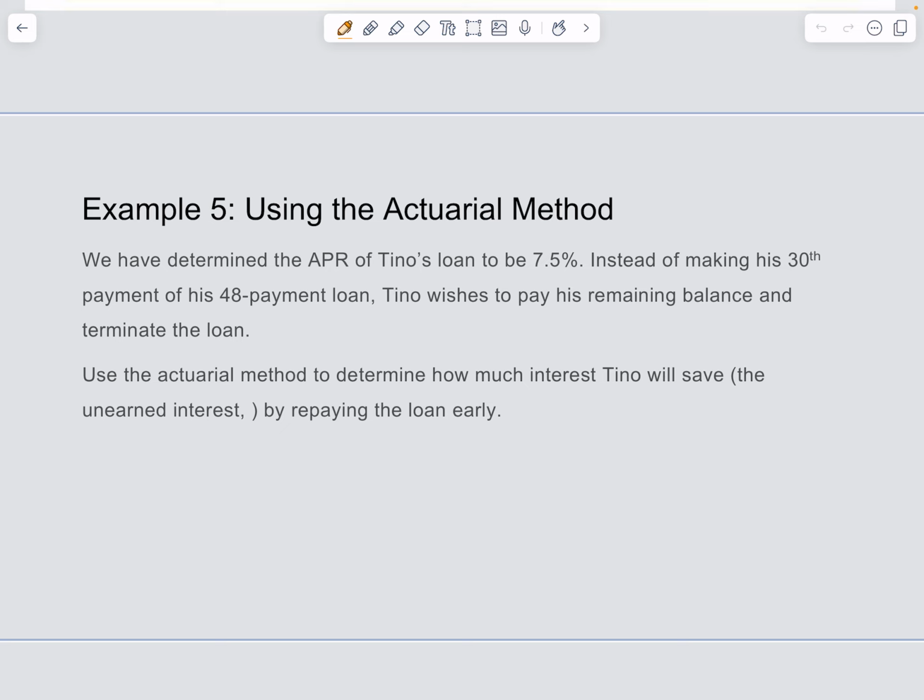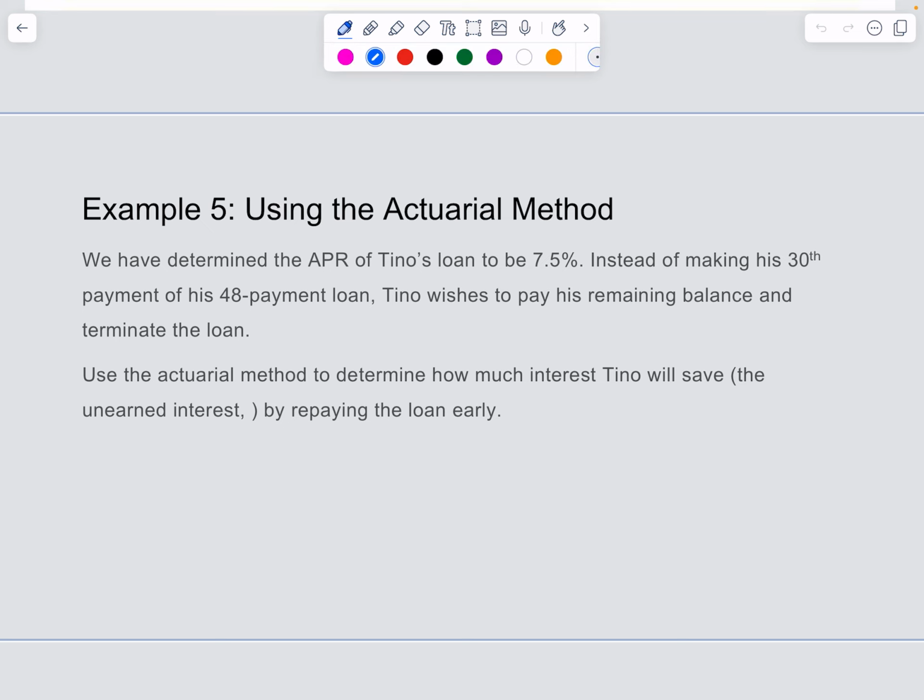Okay, so here's the first example of using that formula. Remember, we talked about Tino getting his Mustang. We determined from our table that his loan will be 7.5% APR. And instead of making his 30th payment out of the 48, he pays the balance. So he pays it all off on the 30th payment. Let's use the actuarial method to determine how much interest he will save by making that early payment, that payoff.